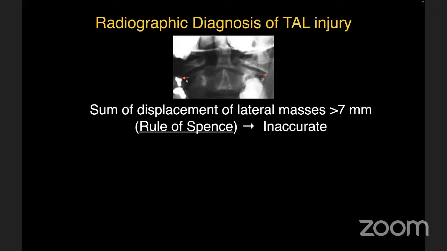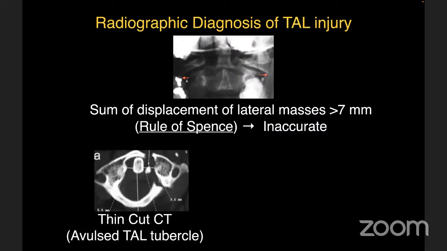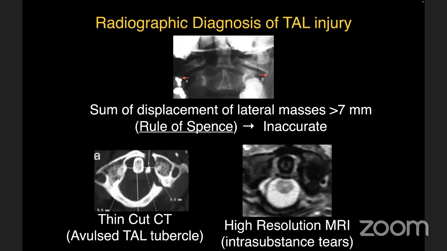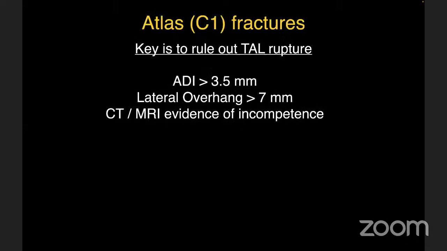However, again, this is a very inaccurate measure. It is not very sensitive, for the same reason that after injuries, these lateral masses can recoil back into position and give you a false impression that there is no transverse ligament injury. On thin-cut CT scans, you might be able to see Dahl's transverse ligament tubercle, which indicates that this is a type 2 avulsion type of injury. Or sometimes on high-resolution MRI scans, you might be able to detect an intra-substance or mid-substance tear.